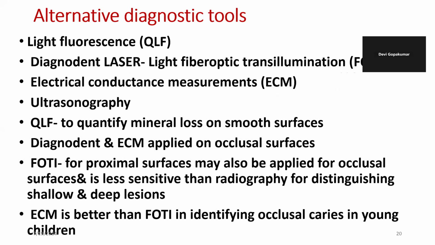Alternative diagnostic tools for detection of dental caries: quantitative light fluorescence or QLF, DIAGNOdent laser, fiber optic transillumination or FOTI, ECM or electrical conductance measurements, and ultrasonography. QLF helps to quantify the mineral loss on smooth surfaces. DIAGNOdent and ECM are applied on occlusal surfaces. FOTI, used for proximal surfaces, may also be applied for occlusal surfaces and is less sensitive than radiography for distinguishing shallow and deep lesions. ECM is better than FOTI in identifying occlusal caries in young children.